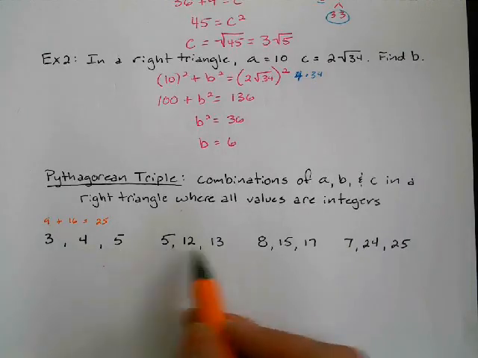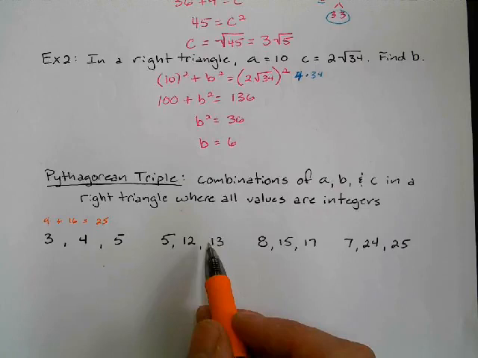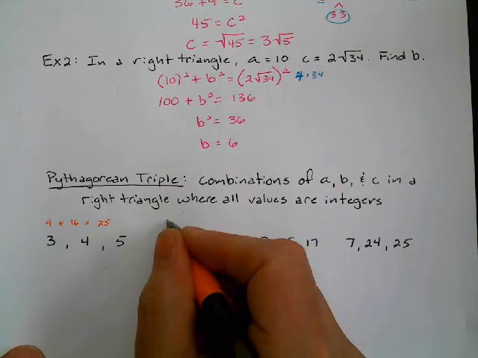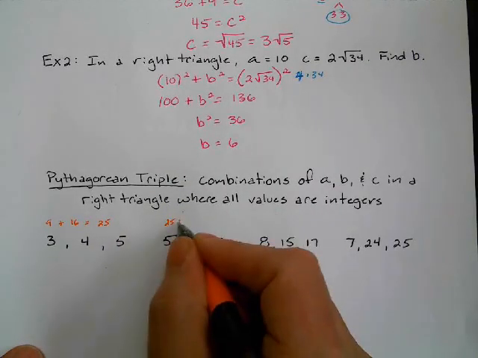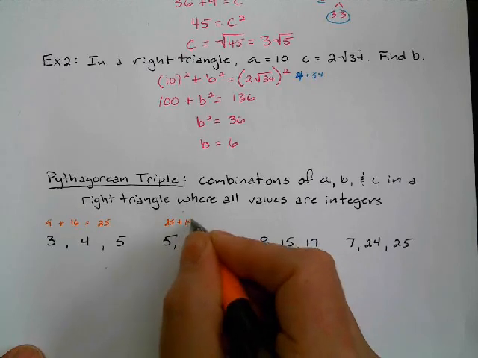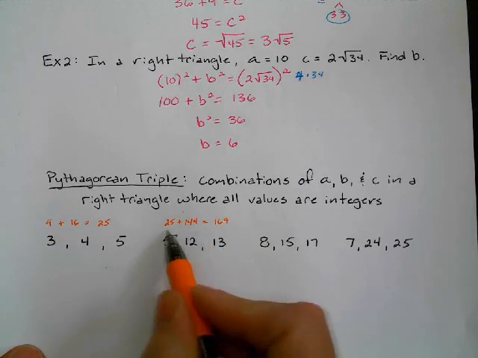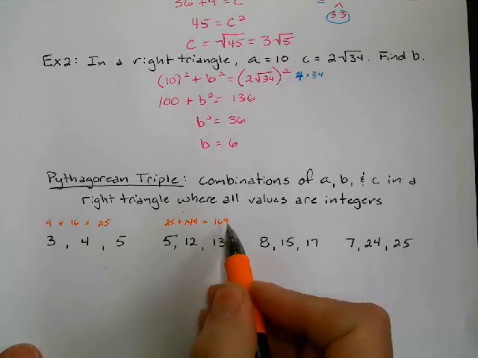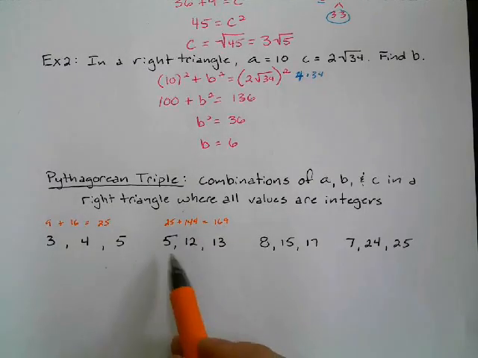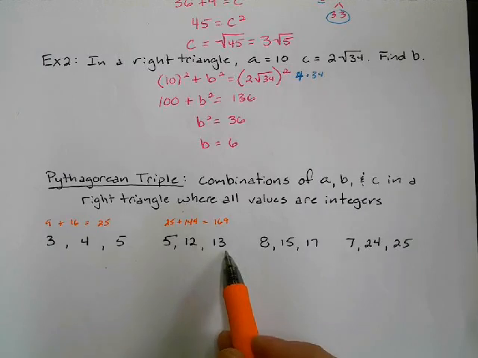5, 12, 13 also works. 5 squared is 25, 12 squared is 144, 13 squared is 169. And 25 plus 144 is 169. So these are 3 numbers that fit the Pythagorean theorem, and all 3 numbers are whole numbers.